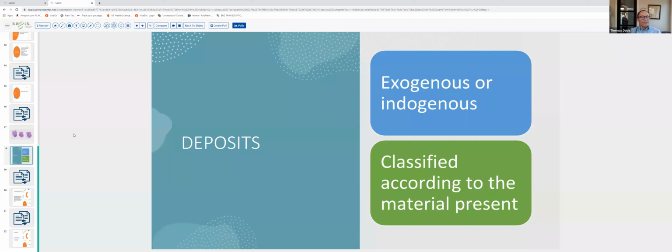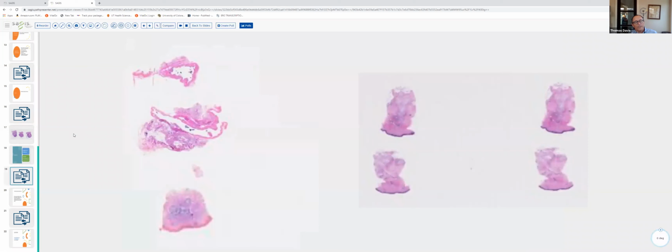Okay, what about deposits? That's our next big class of disorders. Well, deposits, of course, are classified according to the material that's present. You've got to identify the deposit. And cutaneous deposits can be either exogenous or endogenous. We'll take a look at a couple of examples. On the left, and there isn't much material here, I'm sorry, but this is Restylane, or injected hyaluronic acid. It was iatrogenically introduced. And on the right, we have an endogenous deposit. We've got a gouty tophus.